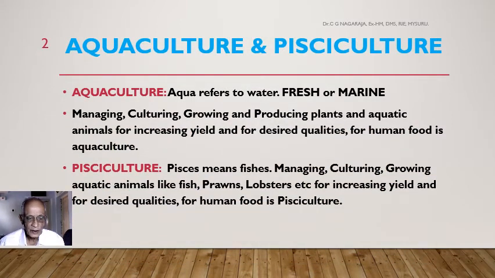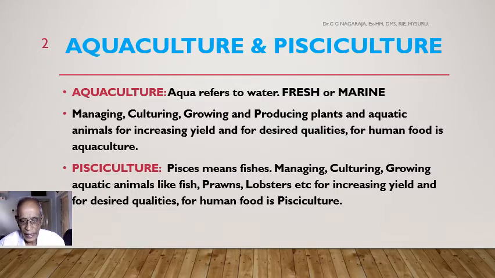Well, we now try to know two terms or two concepts. One is called aquaculture, that is normally used in various books and other areas. Second is called pisciculture. These two are interrelated, but there is a slight difference in them. Let's try to know what we really understand by these two terms.